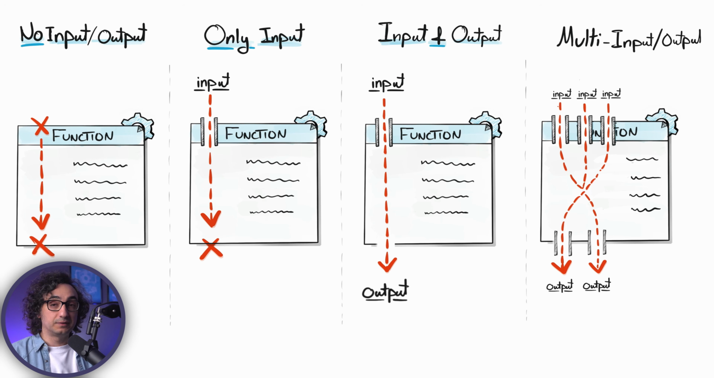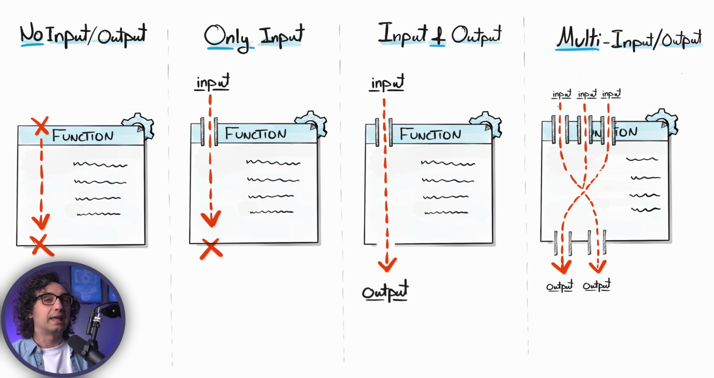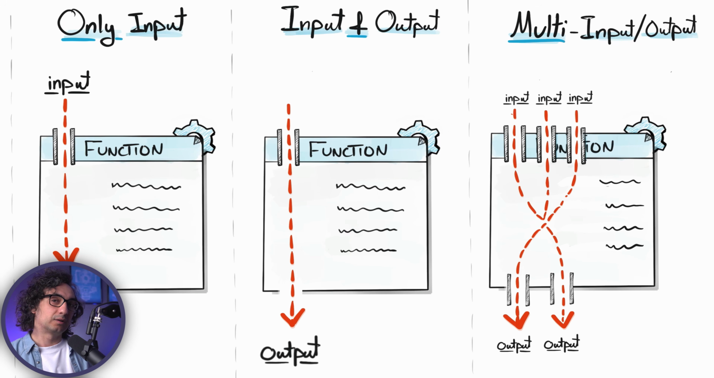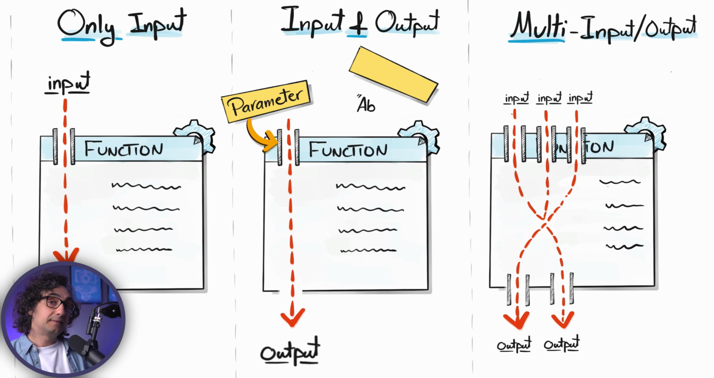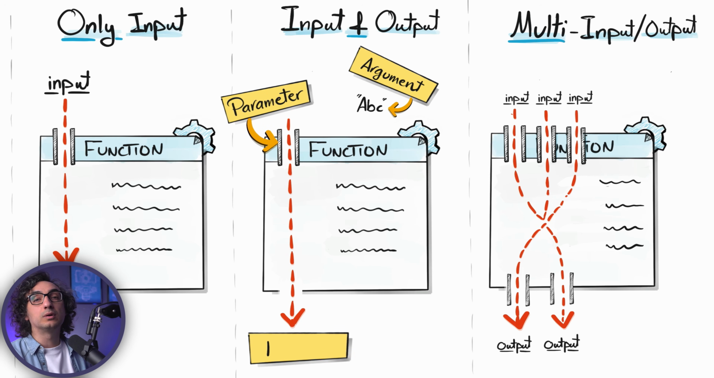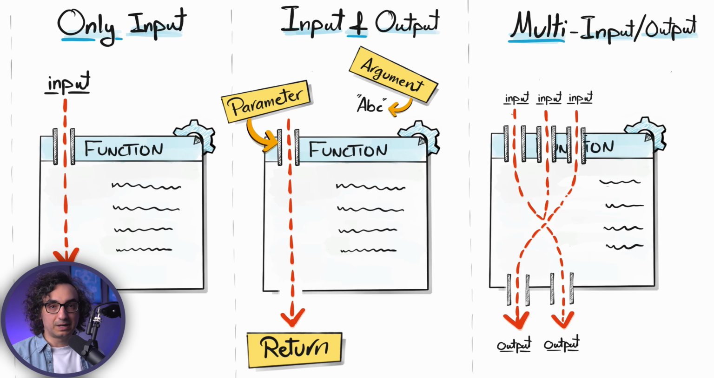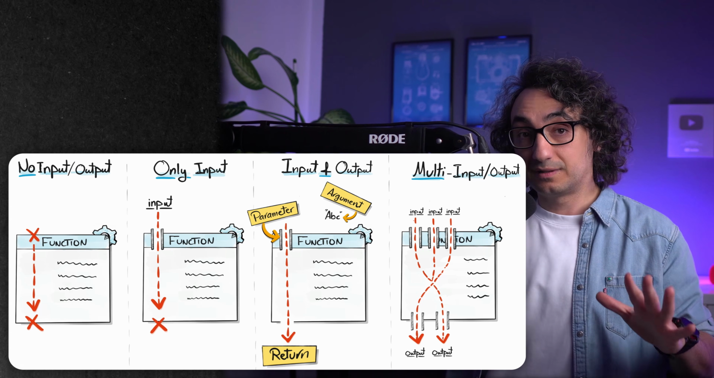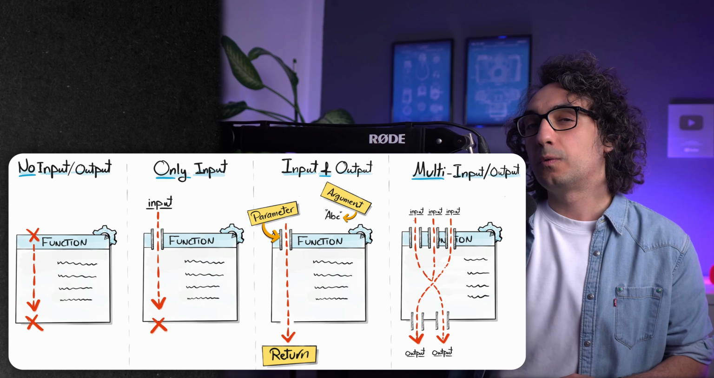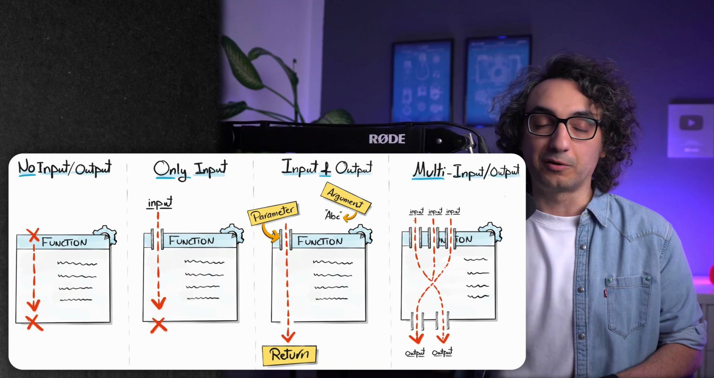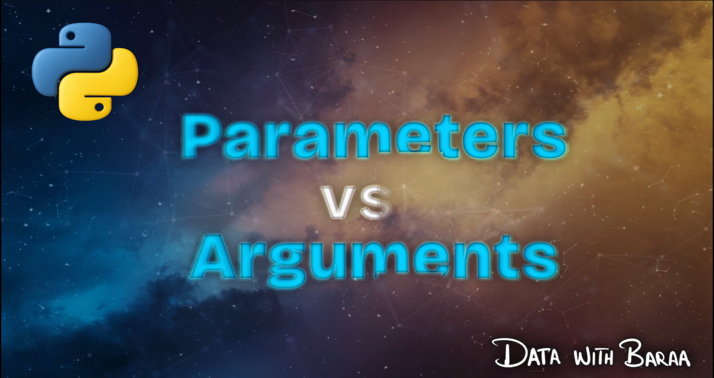Now in Python, we have different terminology for the input and the output. The data that goes in, we call parameters and arguments. And the data that comes out, we call the return value. So from now on, I will not say output and input. We're going to use this terminology. So this is the big picture. Different shapes mean different data flow. And now we're going to deep dive into the input, the parameters and the arguments. So let's go.